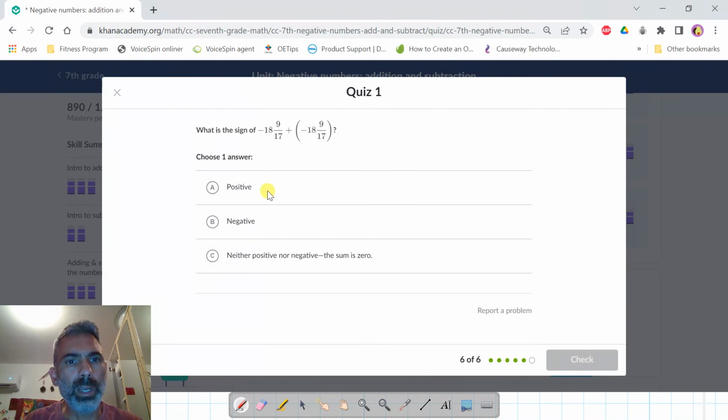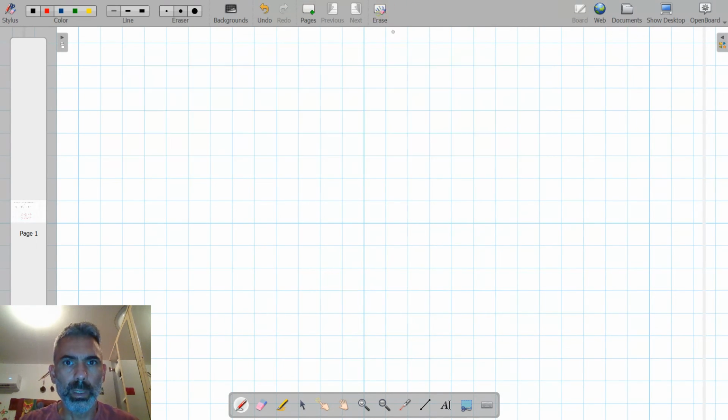Okay, what is the sign of -18 and 9/17 plus -18? Okay, so we add two negatives. The first number is negative, and the second number is negative, and we add two negatives. We end up on the negative side of the number line.